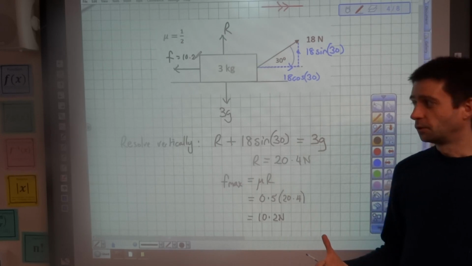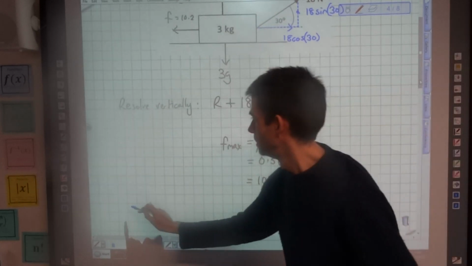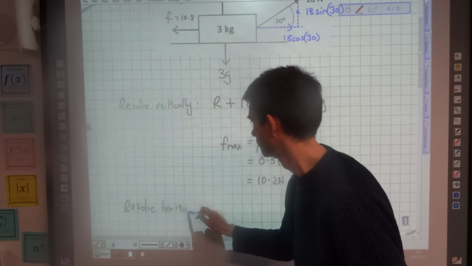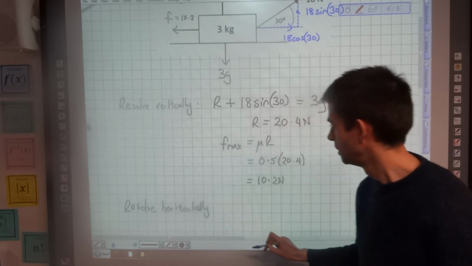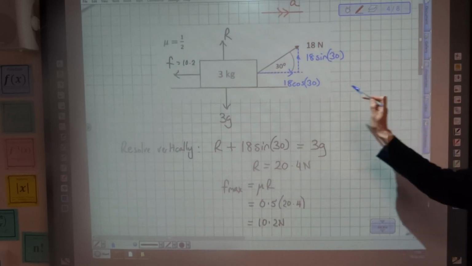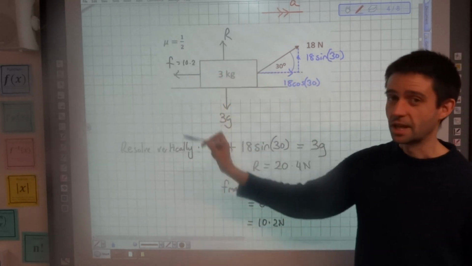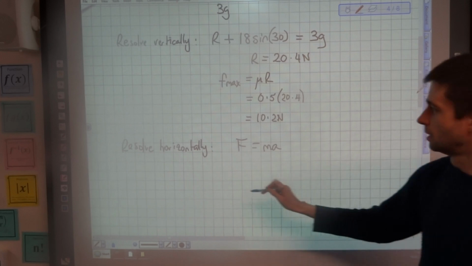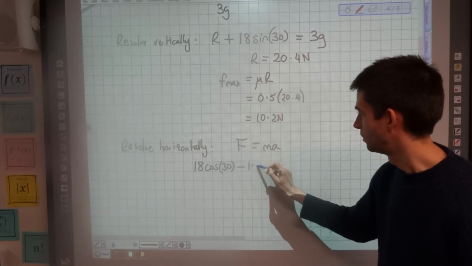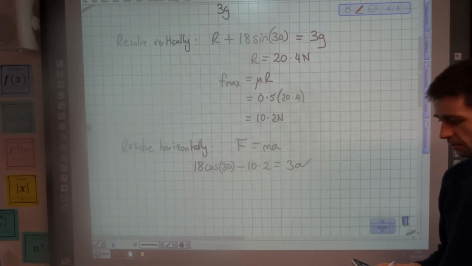So now I'm in a situation where I can resolve horizontally to find the acceleration of the particle. Resolving horizontally, using resultant force equals mass times acceleration, I've got this force here in the direction of motion, 18 cos 30, and the resistive force is that friction, which is 10.2. So I've got 18 cos 30 minus 10.2 is equal to the mass, which was 3, multiplied by the acceleration.